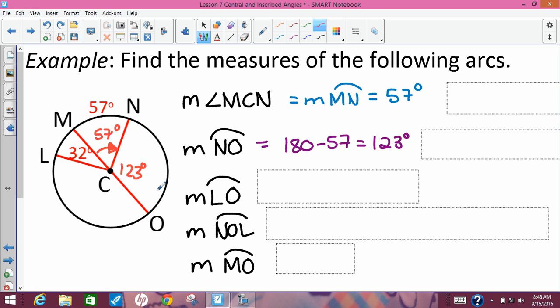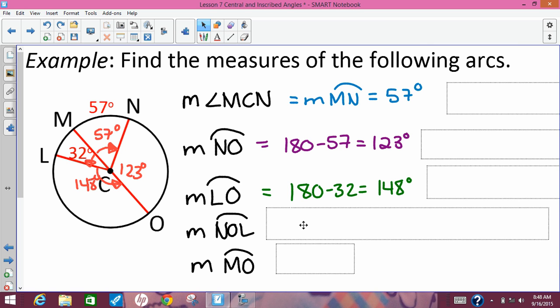Arc LO and arc LM create a semicircle, so their angles are going to create 180 degrees together. They're a linear pair. So these two add to 180, which makes angle LCO 148 degrees, which makes arc LO 148 degrees.